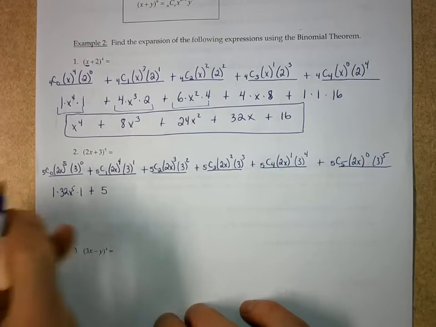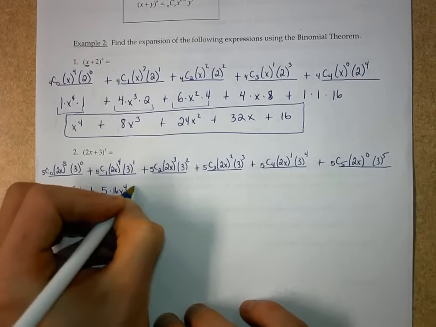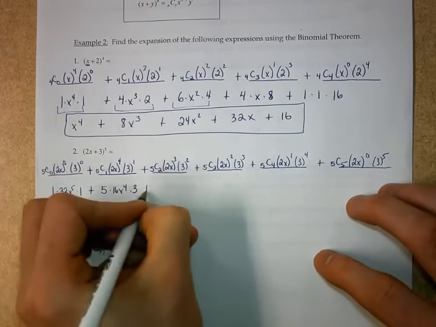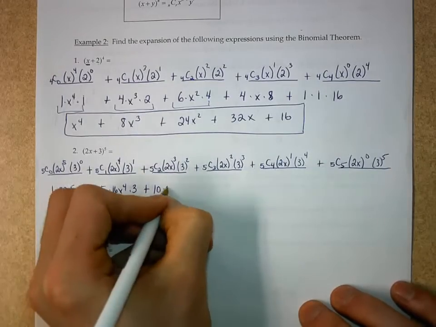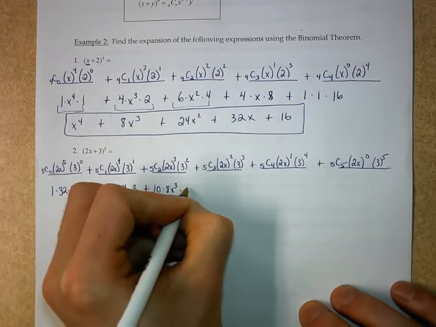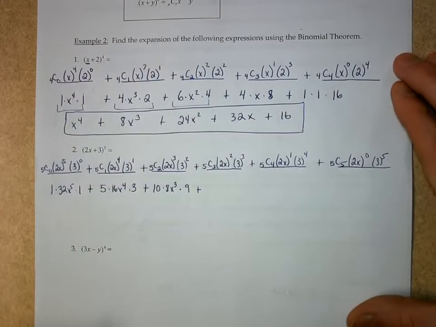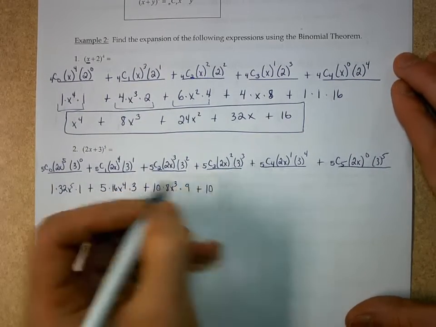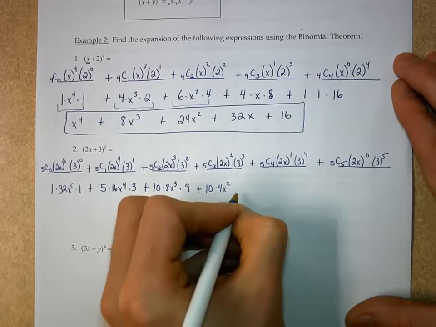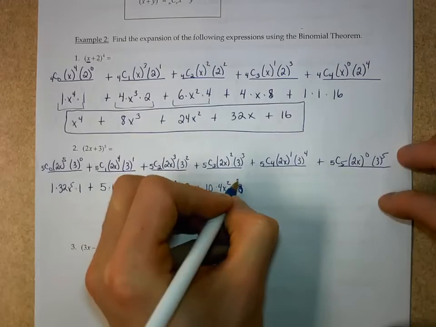5 choose 1 is 5. 2x to the fourth is going to be 16x to the fourth times 3. The next piece, 5 choose 2 is 10 times 8x cubed times 9 when we multiply out each of those individual pieces. The next piece, 5 choose 3, that is also going to be 10. 2x squared is 4x squared, and then 3 cubed is 9. All those individual pieces being multiplied. Actually, 3 cubed, I should say, is 27. Can't make that mistake.